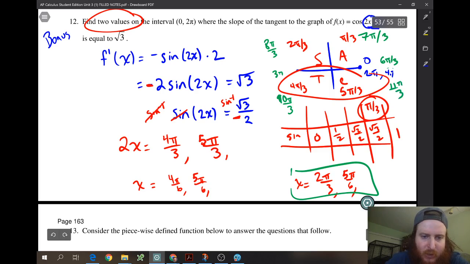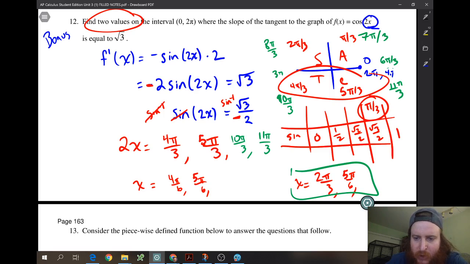Those second 2, the first 2 from the first rotation were 4 pi and 5 pi; the second 2 will be 10 pi and 11 pi. And if that really confuses you, don't even worry about it. So our answers would be 2 pi over 3, 5 pi over 3, 10 pi over 3, and 11 pi over 3.